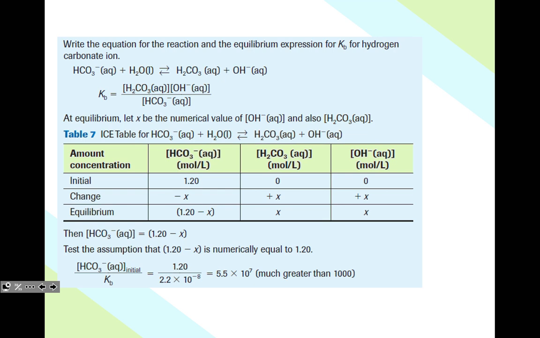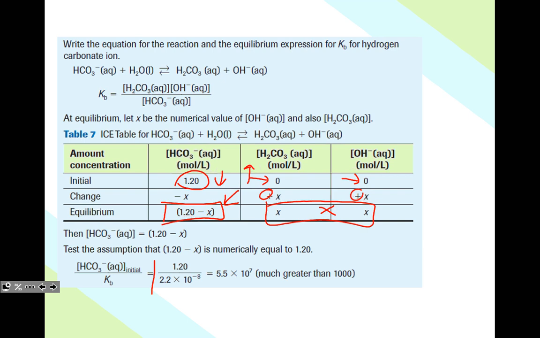So here's that one bit of information. This is it, guys. Remember? And this is 0, this is 0. We know we're going to subtract x from this, right? Because this is going to go down and this is going to go up. So then we're going to add your x's here. And you're left with this guy and these two guys. And that's where we get our x squared over 1.2 minus x. But remember the rule of 1,000. We don't have to do that.